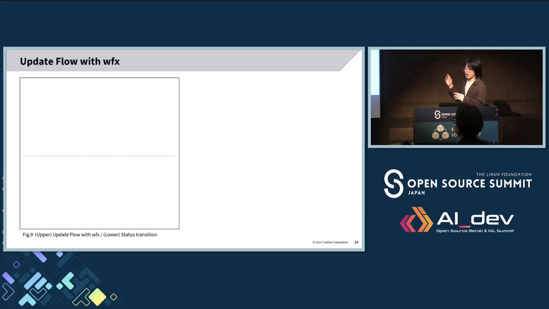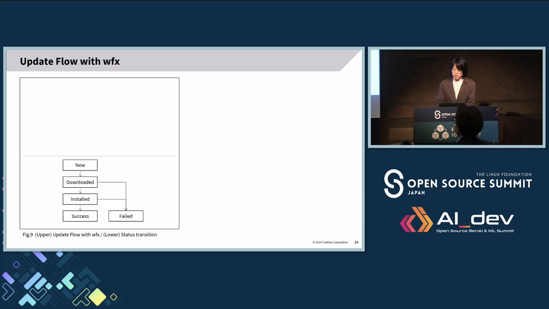So now let's look at how the update flow changes when we bring WFX into our update process. This is to summarize the actual status transition. So it starts with new, followed by downloaded, installed, and success or failed. The status is updated according to this transition sequence. One of the main differences when using WFX is how it manages job execution and status updates.